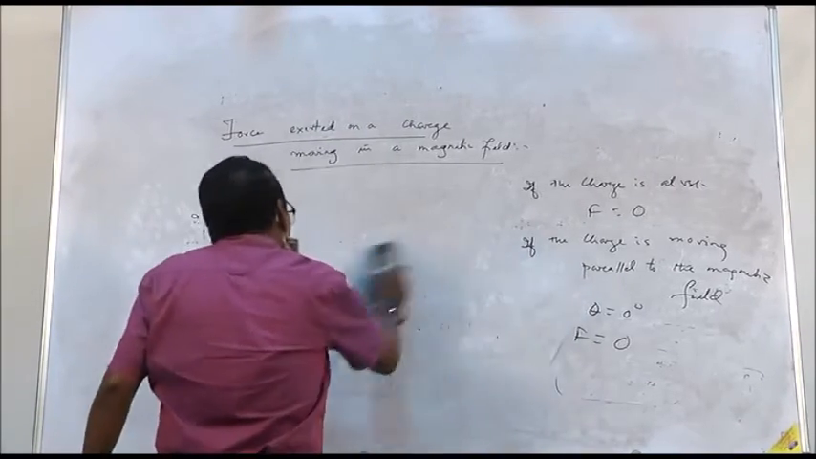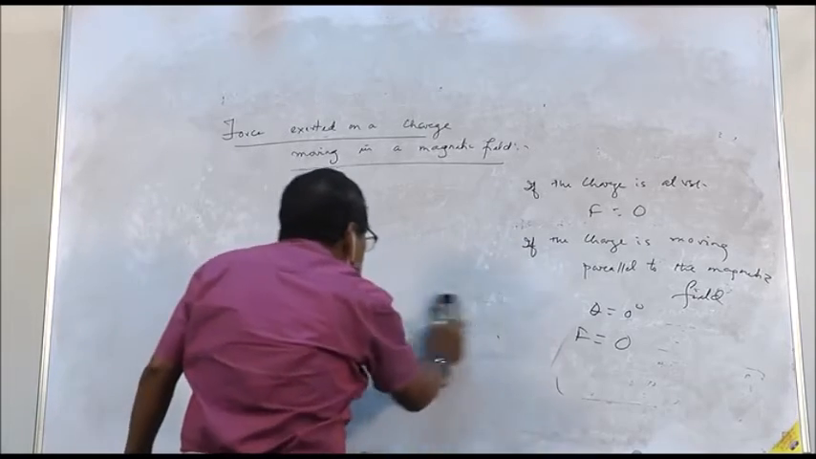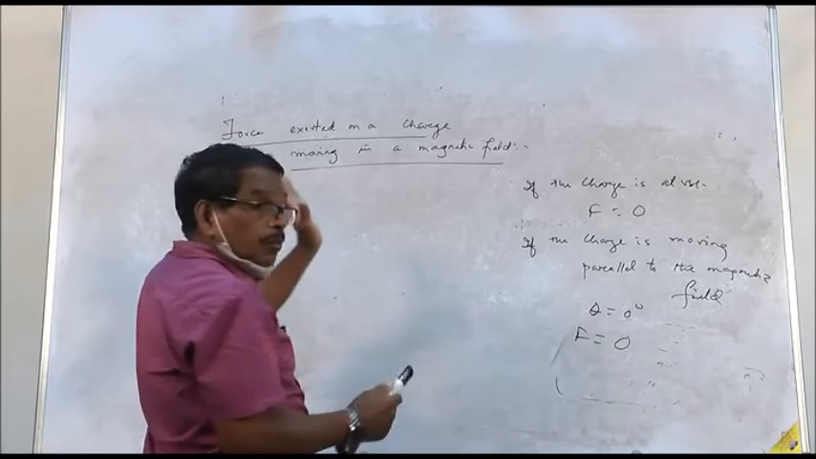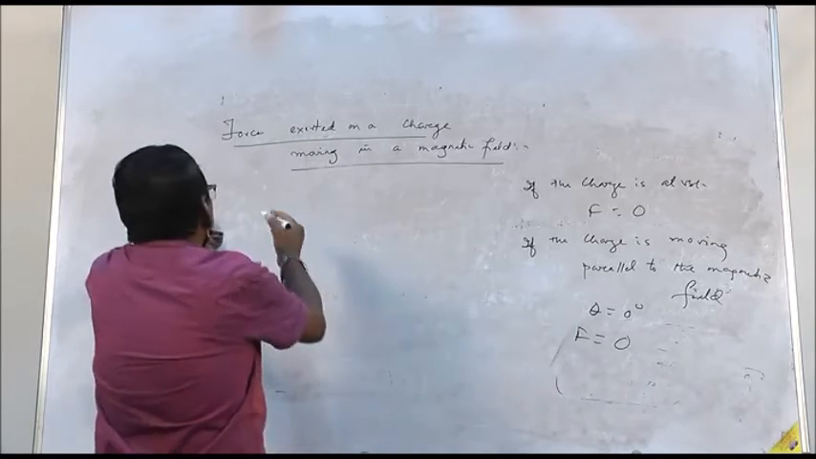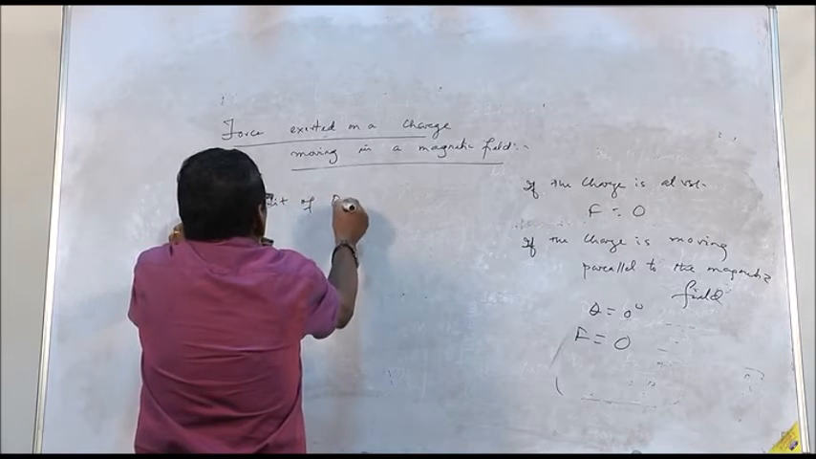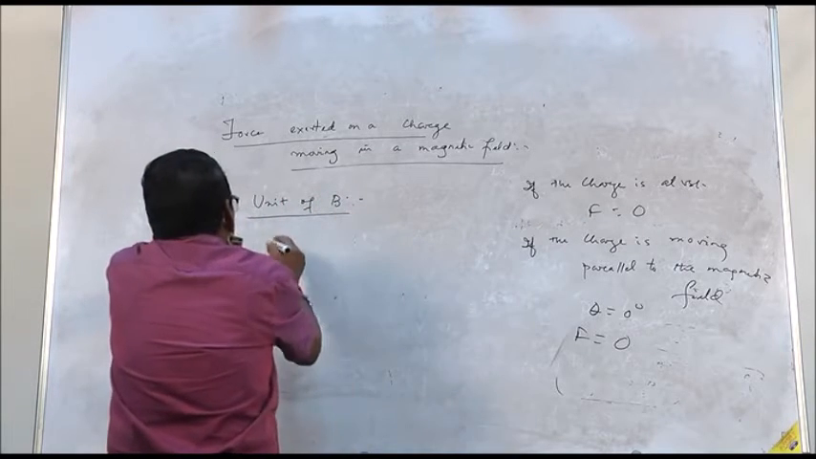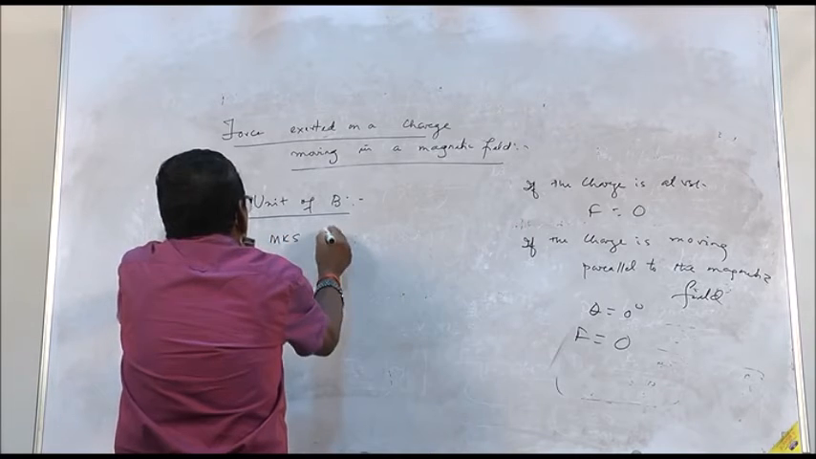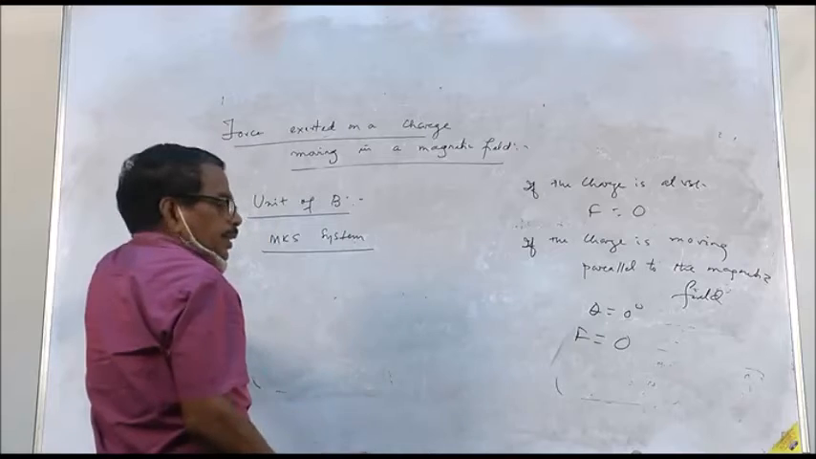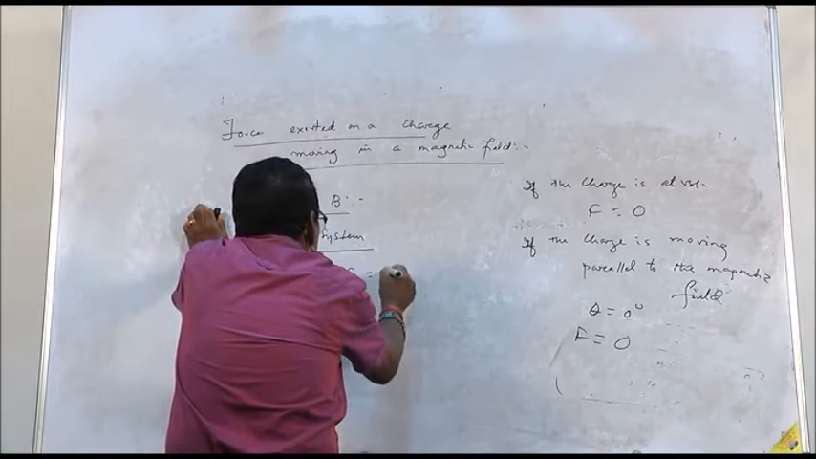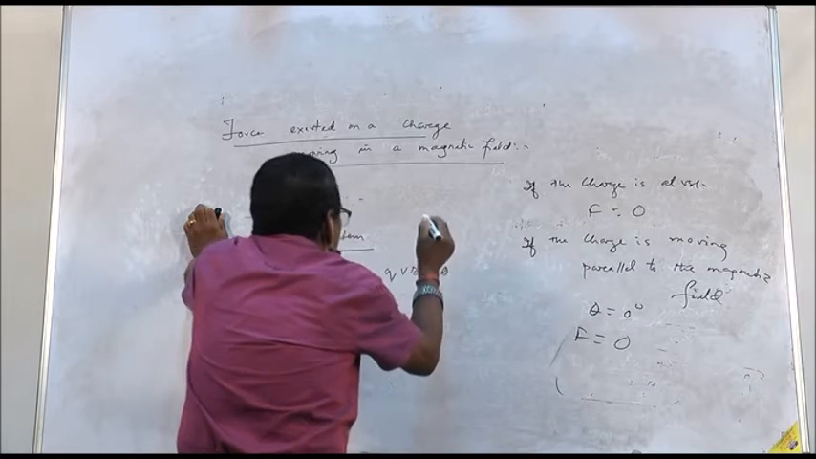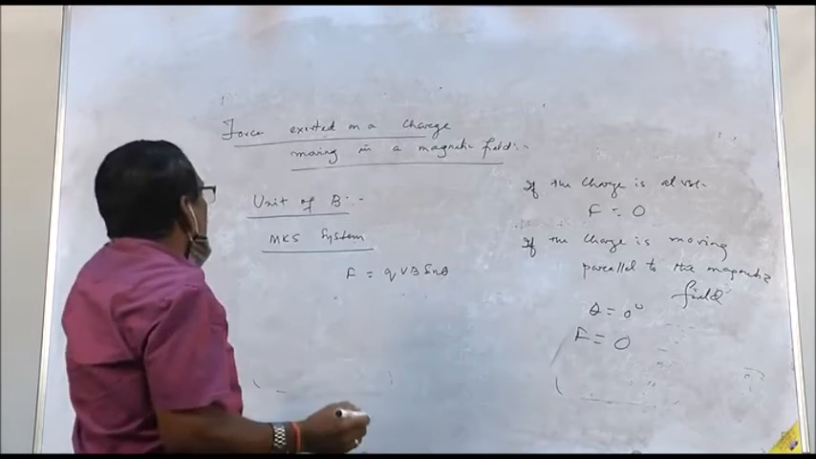From this you can find out the unit of magnetic flux density. Unit of magnetic flux density from this expression, unit of B. Let us first discuss the MKS system. Unit of B, flux density. F is equal to what? F is equal to QVB sin theta. This is the formula. MKS system.